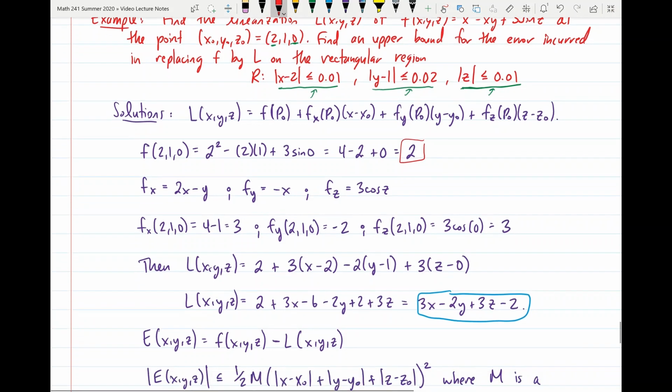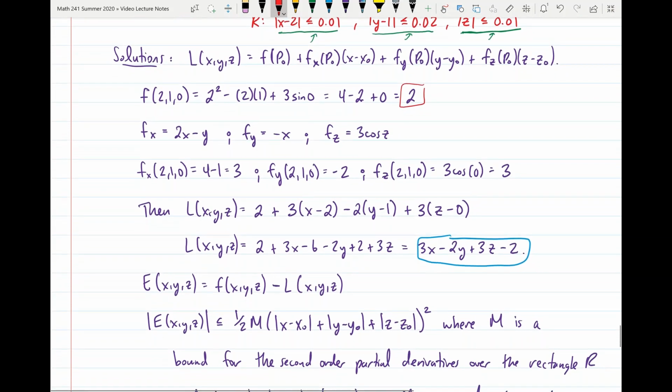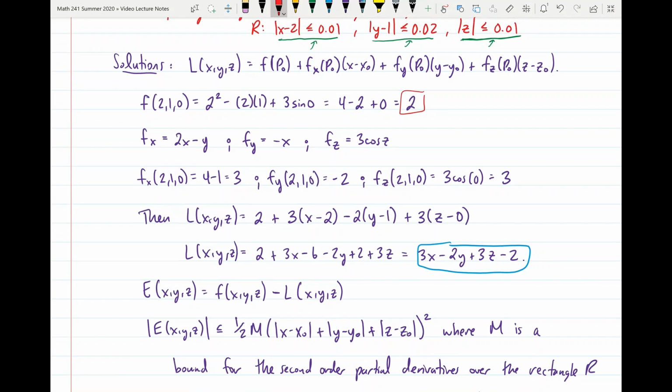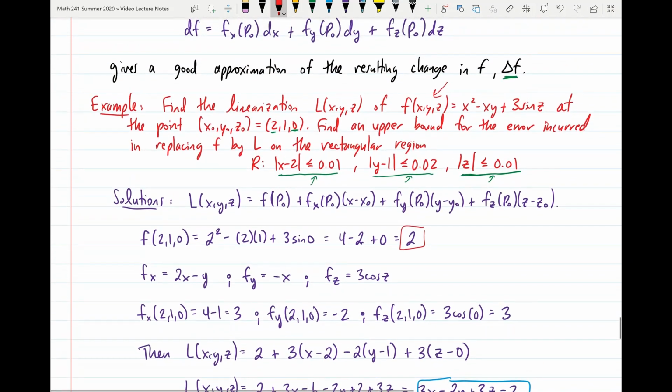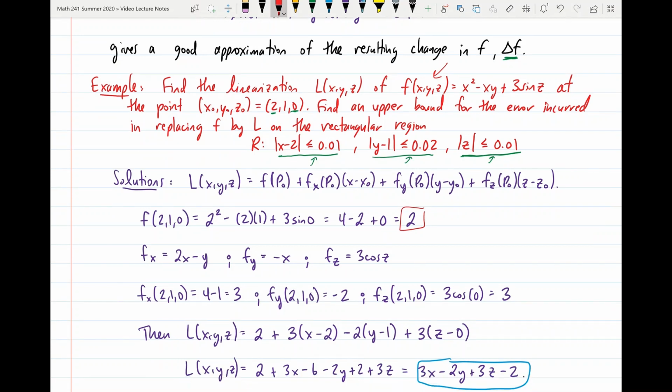We end up finding that f at the point 2, 1, 0 is equal to 2. Now we can find the partial derivatives with respect to x, y, and z of our function f. The partial derivative with respect to x is equal to 2x minus y. With respect to y, we get minus x. And with respect to z, we get 3 times cosine of z. Again, if you want to check those, you can just pause the video and make sure the calculations are correct.